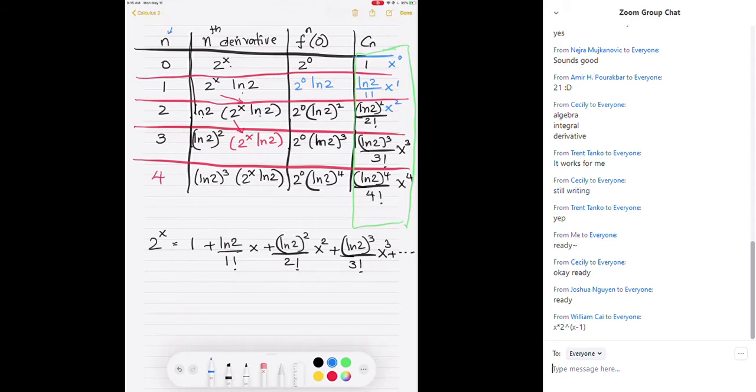So now what am I doing? I'm just writing it in notation. So I want to write 2 to the x. You're going to tell me summation n equals what to what. And what should I be writing here?